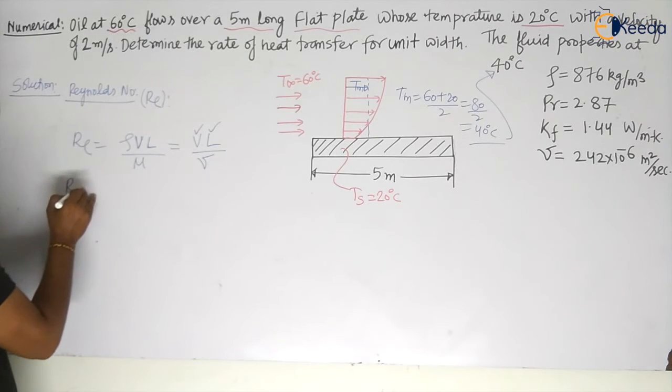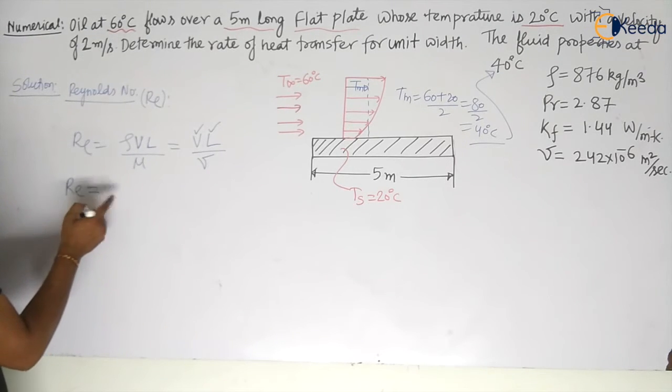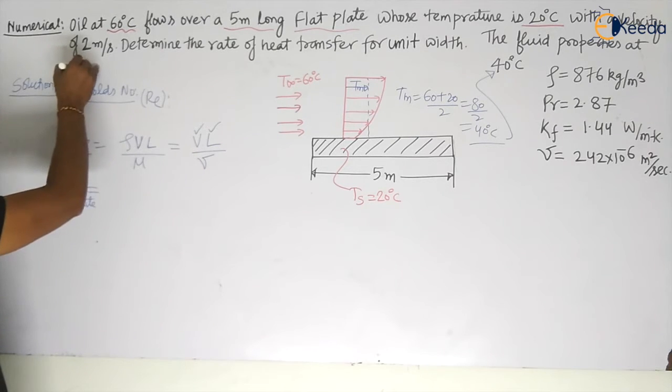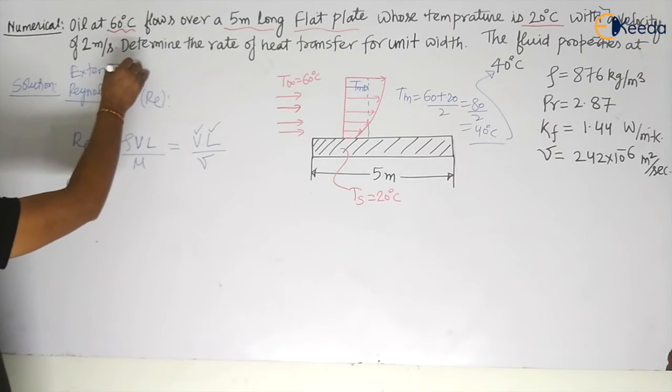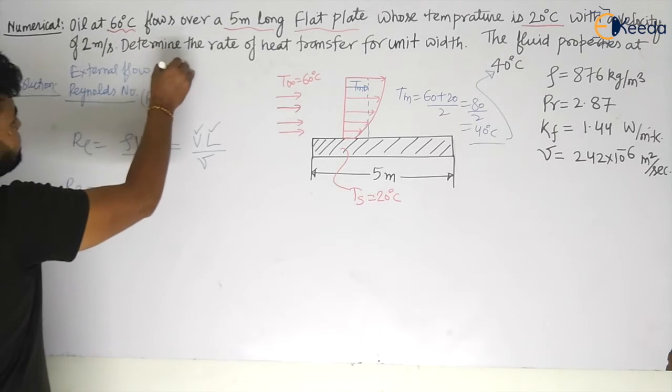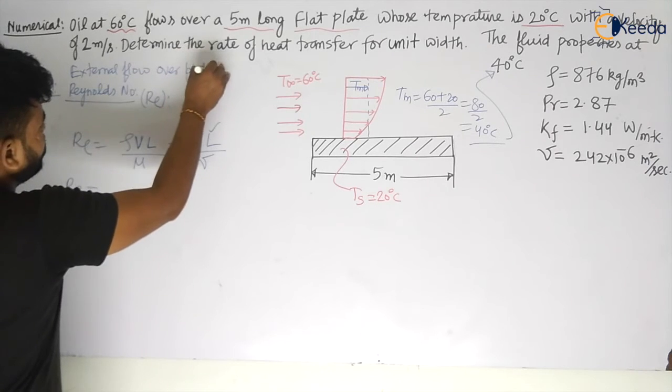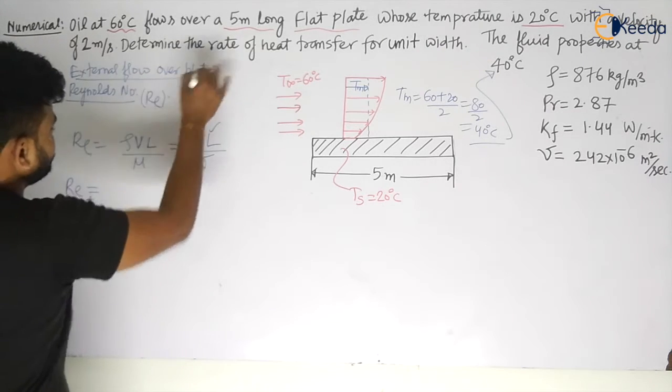Let us calculate Re. So the Reynolds number will be for that plate, where external flow is occurring. That is your external flow over plate example, my dear students.